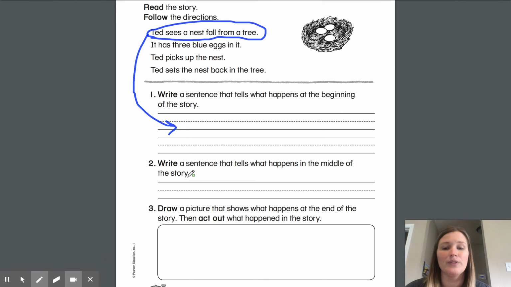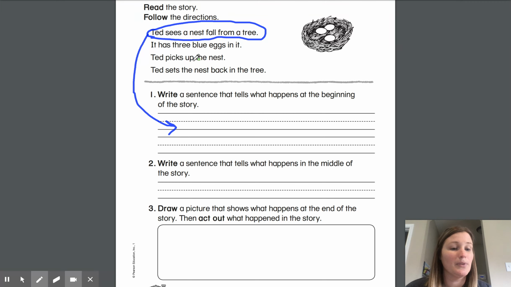Then it wants us to write a sentence that tells what happens in the middle of the story. So let's see what happens in the middle. Remember, beginning is what happens first. End is what happens last, and the middle is what happens in between. So it has 3 blue eggs in it. Ted picks up the nest. Ted sets the nest back in the tree.